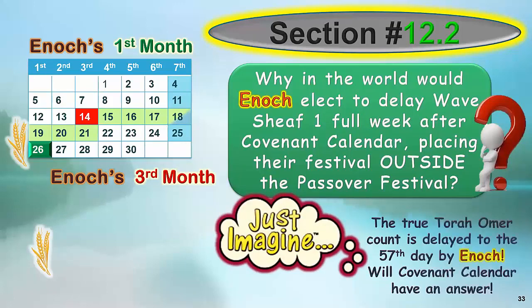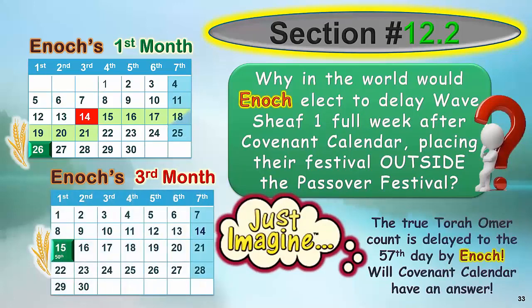Just imagine, the true Torah Omer count is delayed to the 57th day by Enoch. Will covenant calendar have an answer? I hope so. Which your covenant calendar does.